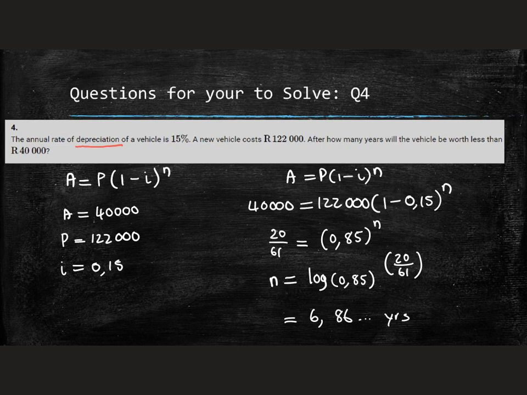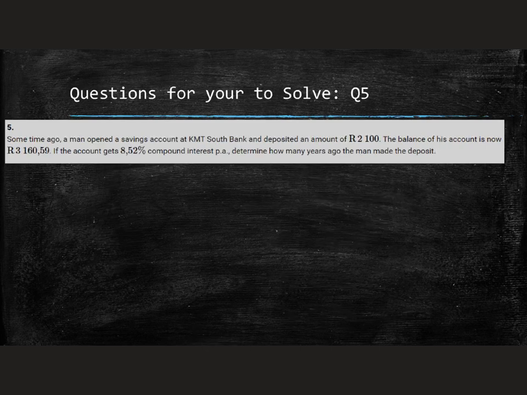So therefore, what we're looking at is that it needs to exceed this value. We want to go less than 40,000. So the first year that is after 6.86 years is therefore 7 years. That's the answer. Okay, question 5 for you to work on.